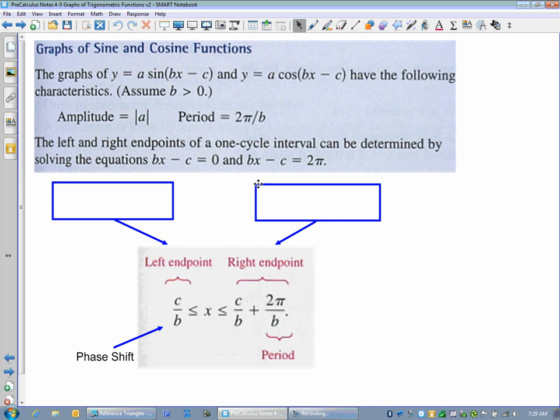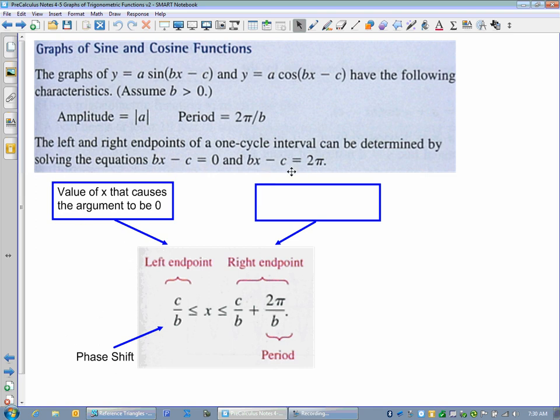For left endpoint and right endpoint, you can use these equations, which is basically taking the argument, setting it equal to 0, and solving for x. Or a better way to think of it is the same question we've been asking ourselves all along: what is the value of x that causes something? So here, if we think of the left point as the value of x that causes the argument to be 0, then you can just set your argument equal to 0 and solve for x. Notice how if we add c to both sides, and then divide by b, we're going to get c over b as our left endpoint. That's also known as the phase shift. It's often called the phase shift as well.